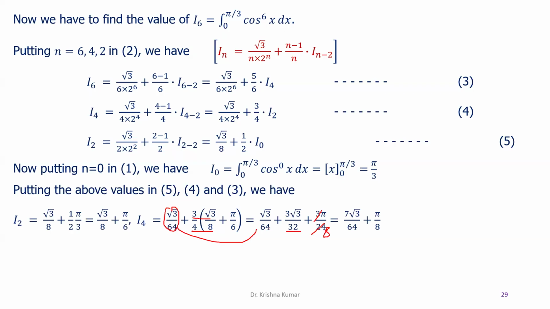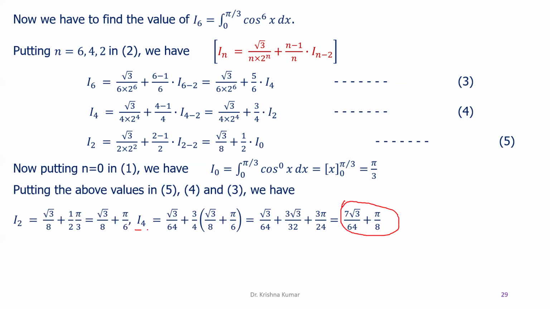If we take the LCM of these two things, the LCM is 64. So 64 ones are 64, root 3. This is root 3 plus, if we divide 64 by 32, it will become 2, so 2 into 3 root 3. This is 3 twos are 6, 6 plus 1 is 7 root 3 upon 64, and this is plus pi by 8. So this is the value of I4.